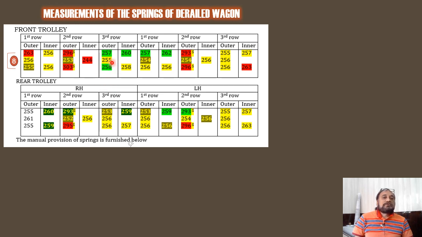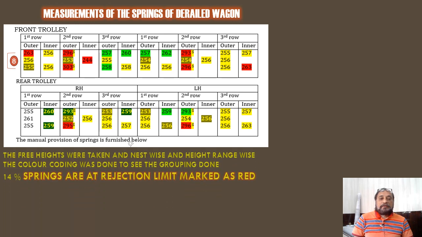Or it is just 3 mm, 355, 258, yeah, 3 mm. And these also fall in a different range. So in this entire front trolley, the out of range springs are marked red.